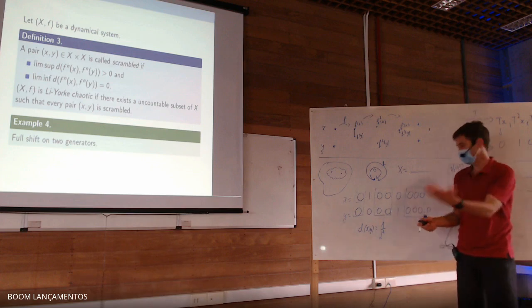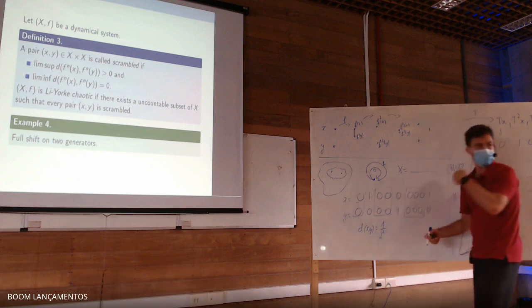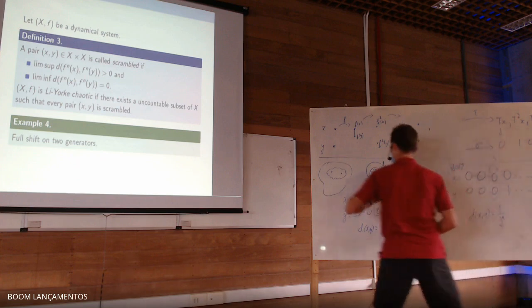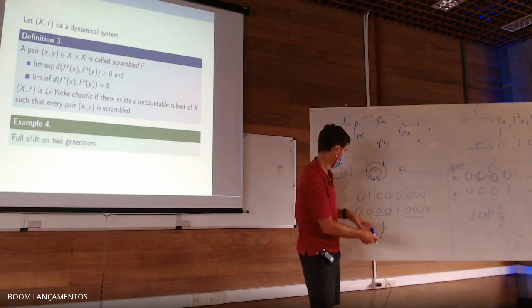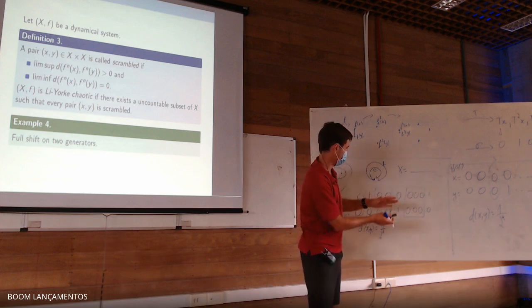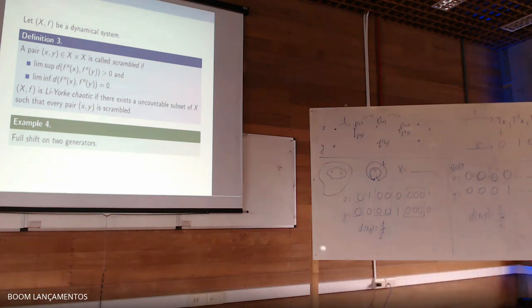Once I apply f to X, the distance will be just 1/2. And then when I apply it again, I erase the first two parts, so they agree more, and so on. So we have a subsequence of the iterates where the distance is getting very small, and the other one is always 1/2. Okay, so we found a scrambled pair. Nice. Can we find an uncountable set now? What could we do?